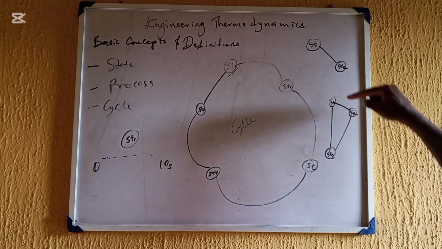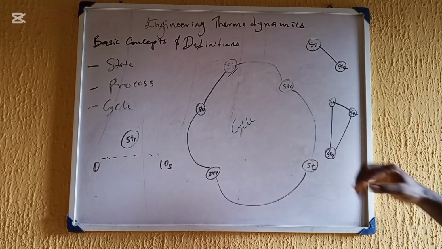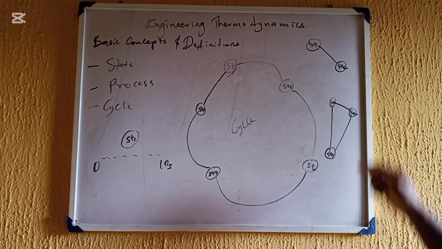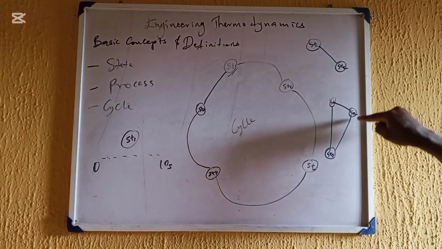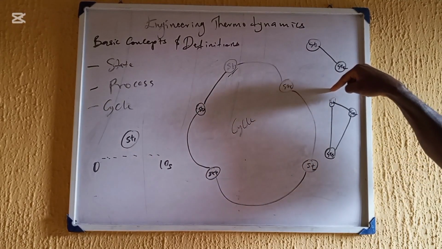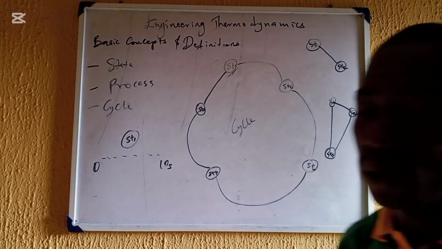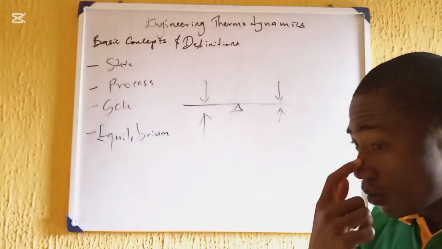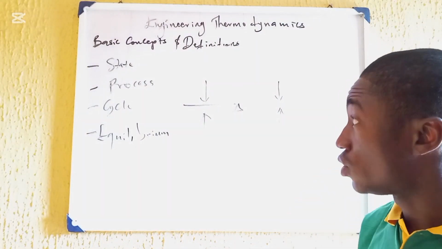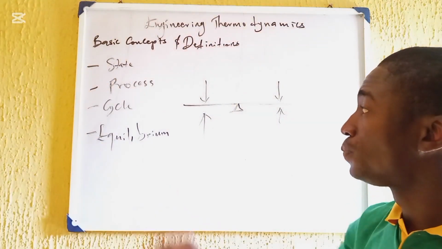No. Now look at this. This looks like the shape of a triangle. It's still a cycle. Why? We move from state 1, go to state 2, go to state 3, and come back to state 1. That's what makes it a cycle. Another concept or definition I want to look at is equilibrium.